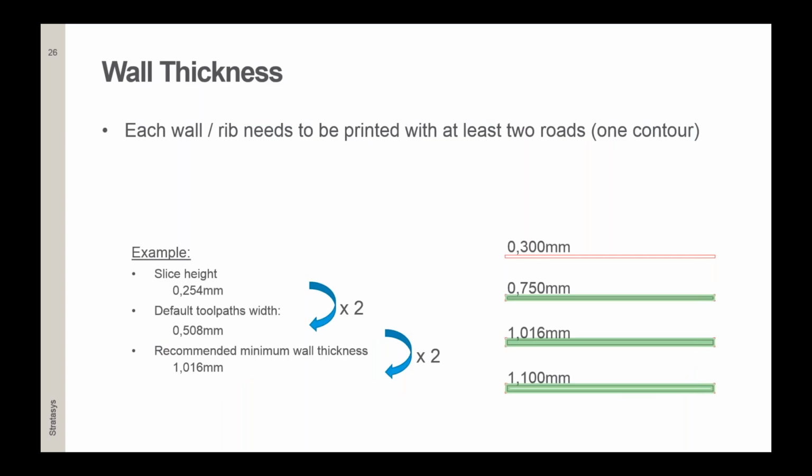And this all comes down to the wall thickness. Slice height and toolpath together play a role in the wall thickness, and every wall is printed with at least 2 roads, or as we mentioned before, toolpaths. It is recommended to have a minimal wall thickness of 2 times the toolpath width, where the default toolpath width is also 2 times the slice height. So the recommended wall thickness will be 2 times that because we have 2 roads around the thin wall, and the default toolpath width is usually 2 times the slice height.